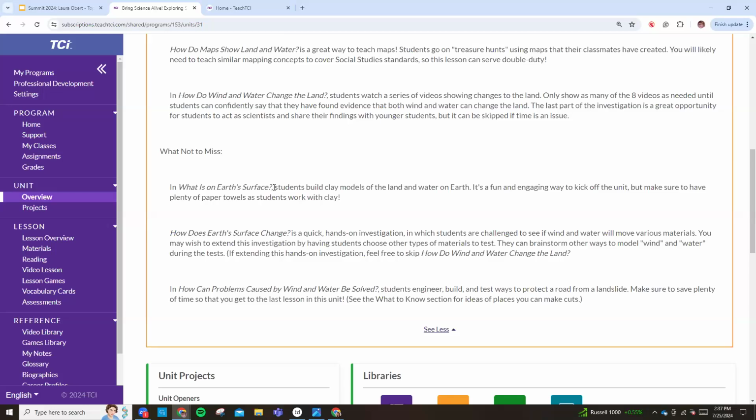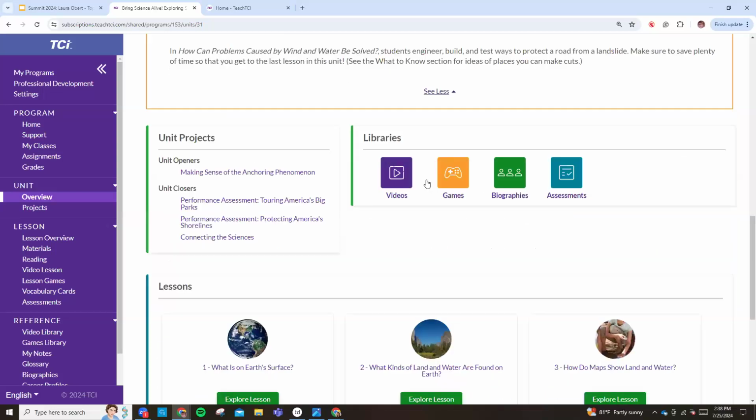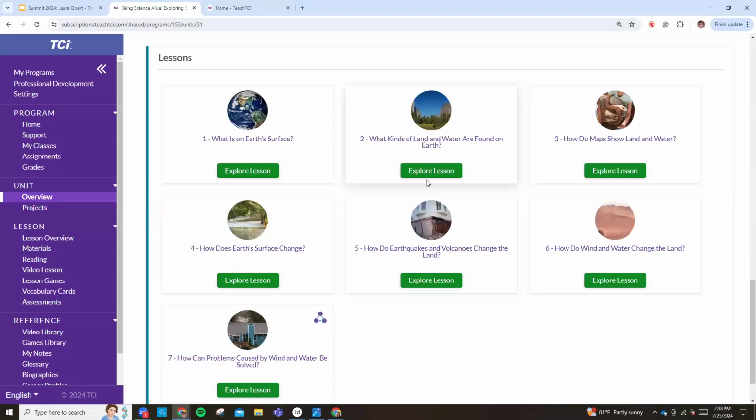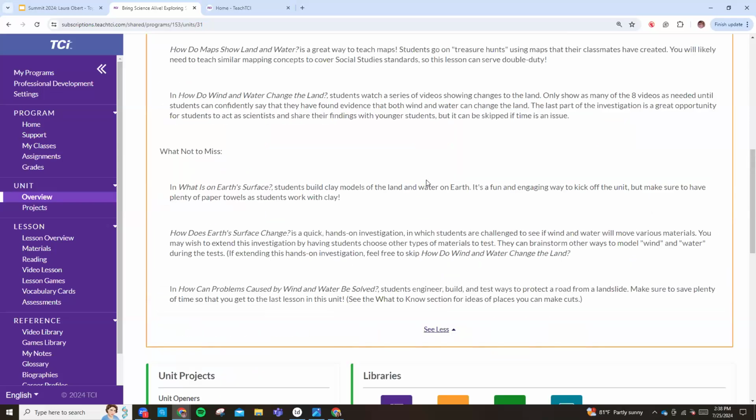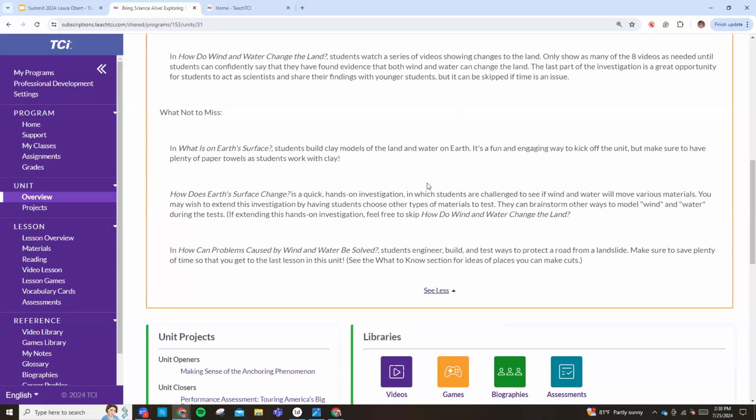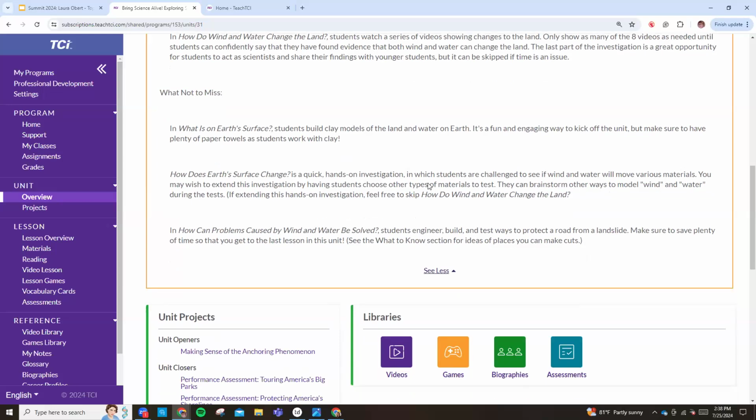So for unit 3 in grade 2, it tells us what not to miss. We have to make sure that we're teaching what is on Earth's surface. How does Earth's surface change? How can problems caused by wind and water be solved? Those absolutely need to be taught to make sure that we are hitting on the standards that Next Gen is expecting us to teach with our students, or that our state is expecting us to teach that's closely aligned with Next Gen. If I scroll through and I see the lessons in this unit, there are 7 lessons or 7 chapters within this unit of instruction, but there are 3 of them that I absolutely have to teach, have to hit on to make sure I'm hitting the standards.